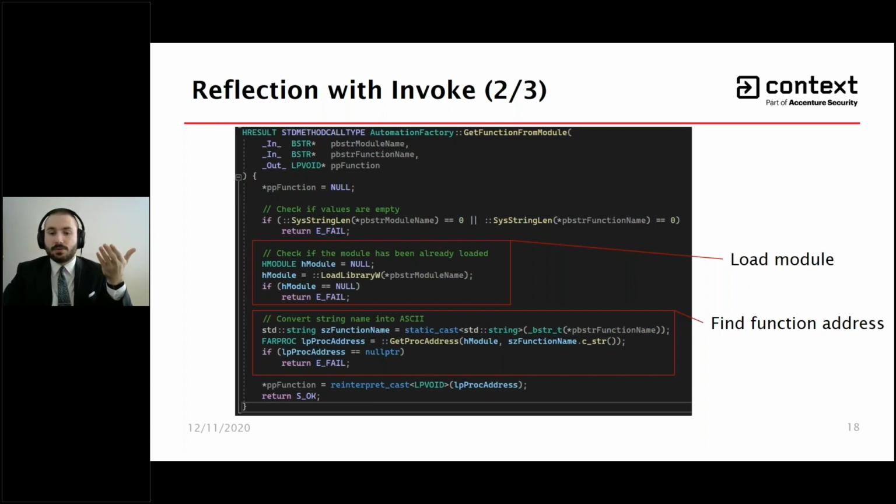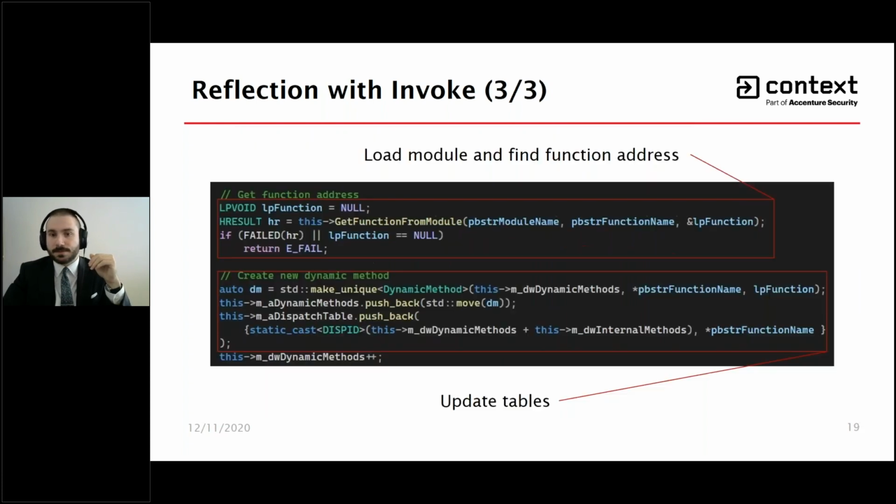You can do that with GetProcAddress, or you can create your own implementation by parsing the portable executable header of the module if you want. Now that we have this information, we use it to update two internal tables. One table contains the list of all the dynamic methods, and another table contains the actual name of the function and the dispatch ID. Once we have those two tables updated, the next time the user calls the name of the method, the get IDs of names will be able to find it and return the dispatch ID, which is then used by the invoke method to find the class and execute it.